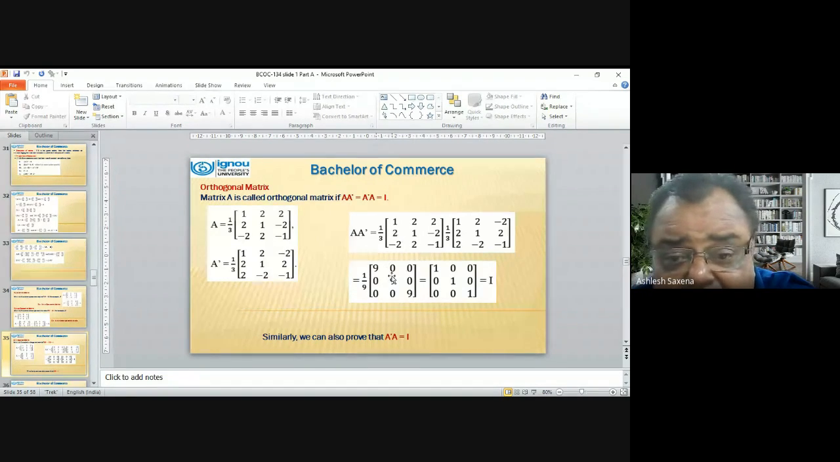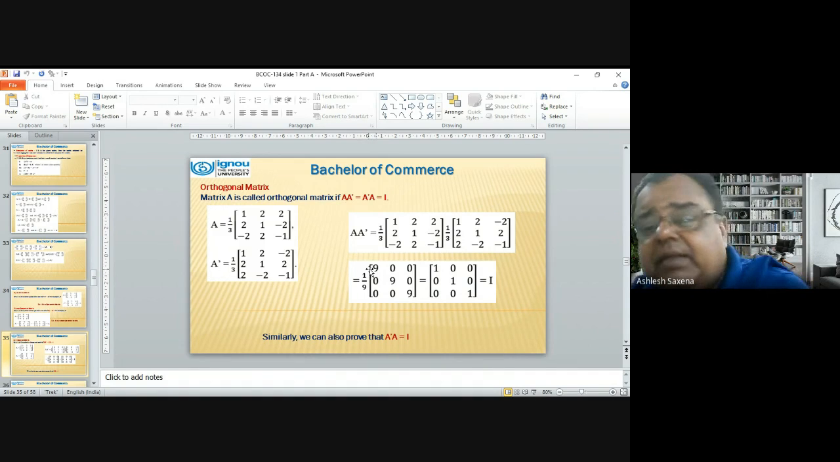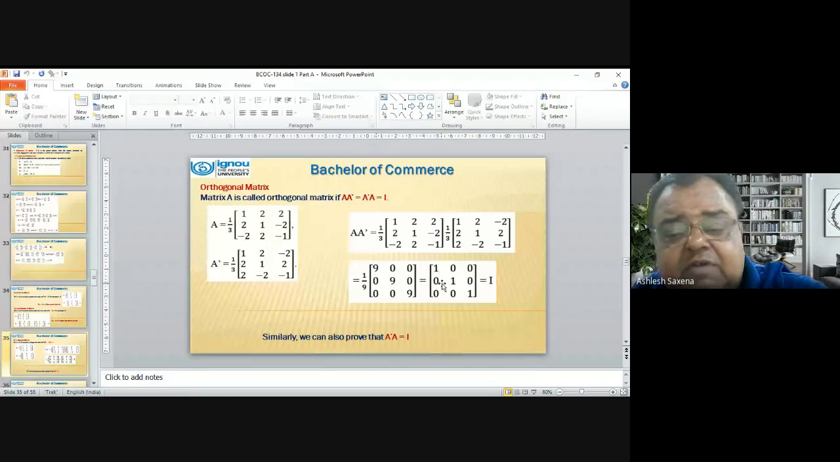This comes out to be 9, 0, 0, 0, 9, 0, 0, 0, 9. Take 9 common from everywhere. Because 9 is a scalar quantity, you will be taking 9 away, and you will be multiplying this 9 by 1 by 9, which is 1, and remaining over here will be an identity matrix of order 3.